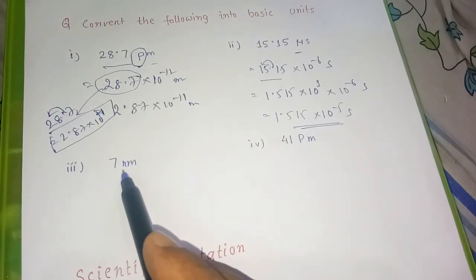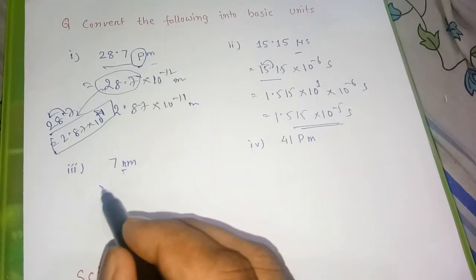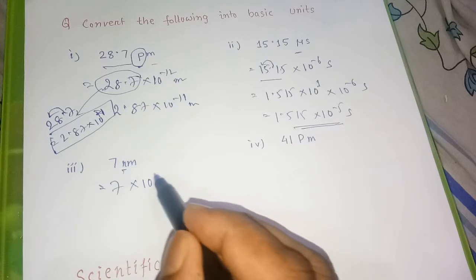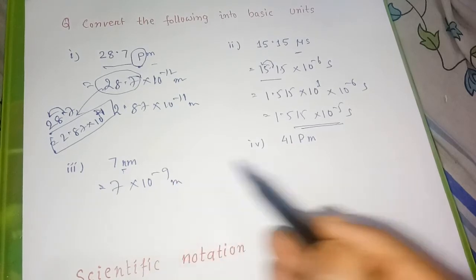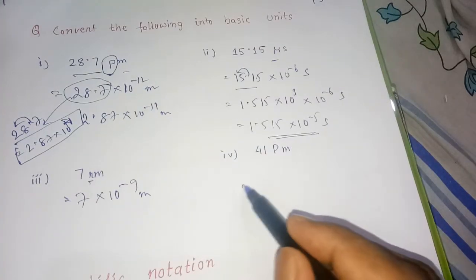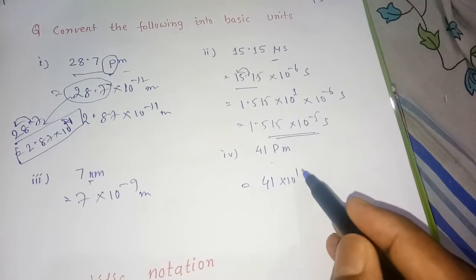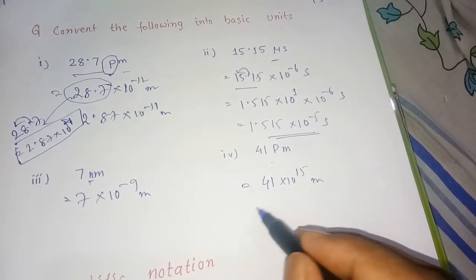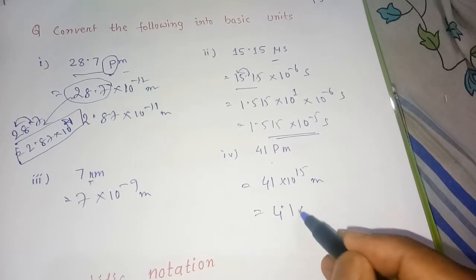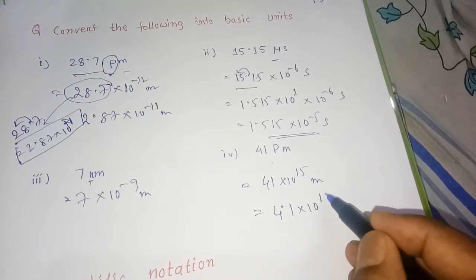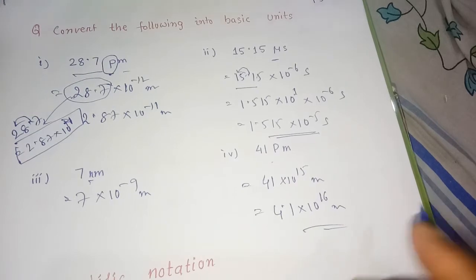So next one, 7 nanometer. It is simply, instead of nano, you can write 10 to the power minus 9 meter. And this is petameter. So 14 into 10 to the power 15 meter. So 14, it can be written as 1.4 into 10 to the power 16 meter.